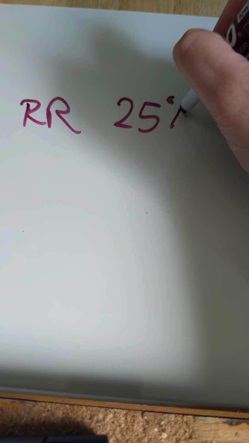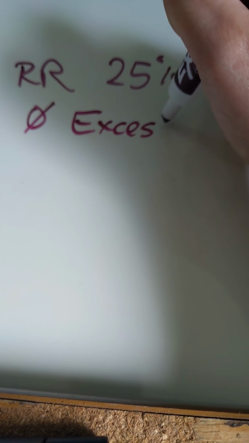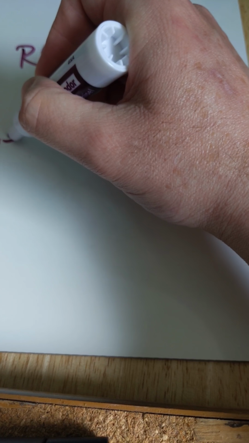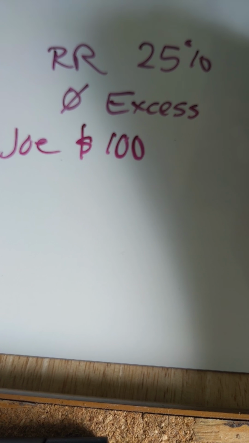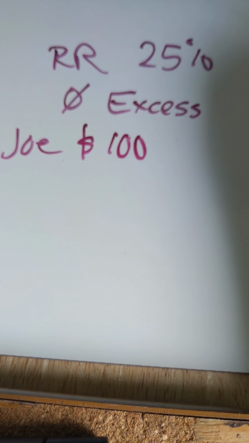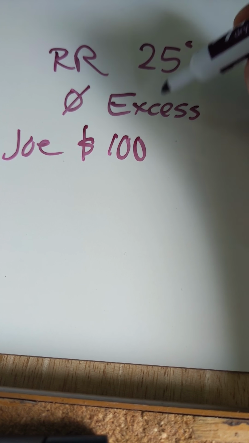We'll do another one. Assume a reserve rate of 25% and assume banks have no excess reserves. If Joe deposits $100 into a bank account, what is the change in the money supply? This is kind of how you'll see it on the AP test, like a word problem. There'll be bank balance sheet problems, there'll be word problems. This is how the word problem might look.